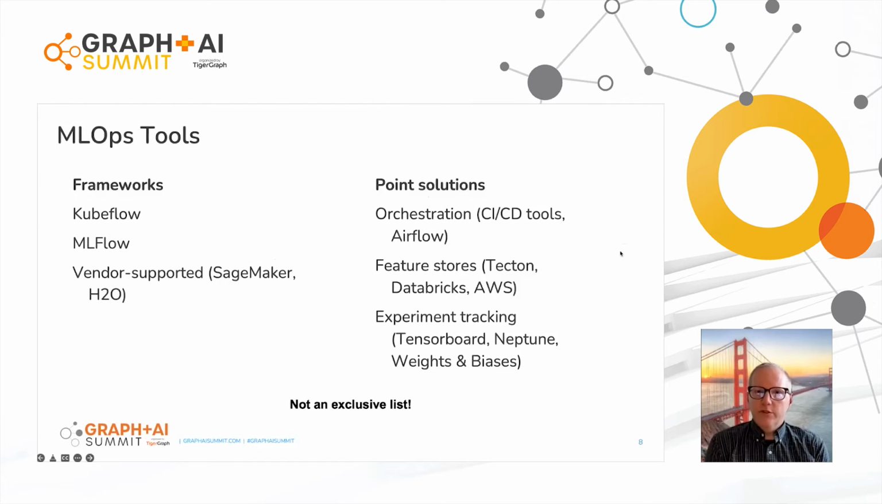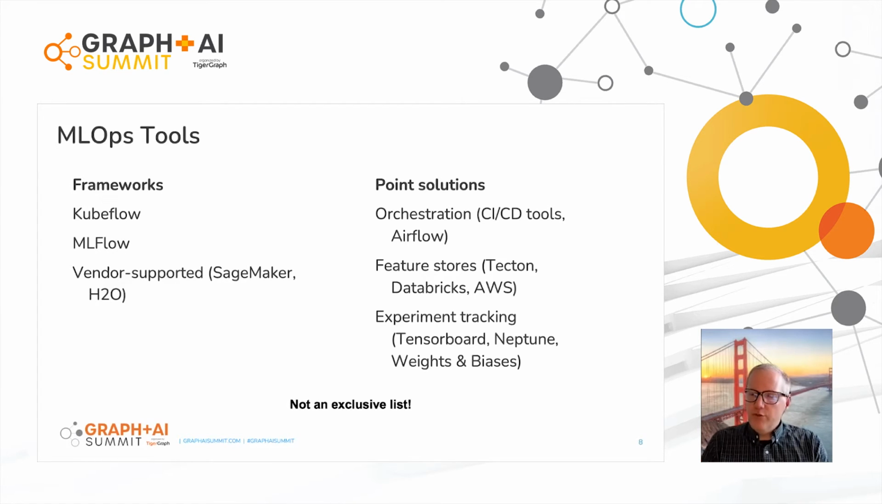So over the last few years, there's been a lot of tooling developed to help make MLOps easier, or at least easier to get started. These include more or less complete MLOps frameworks. Some of those are open source, like Kubeflow and MLflow. There's some vendor-supported ones. So for example, H2O.AI has a popular MLOps framework built into their product. Of course, AWS has a lot of these services and solutions as well.